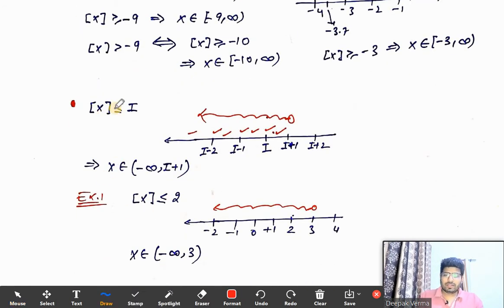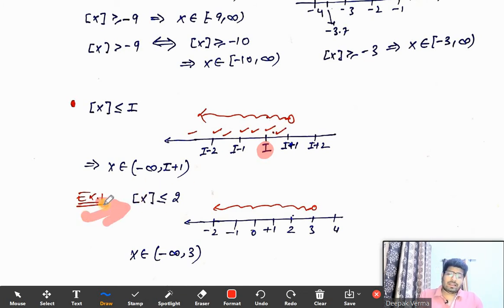Now we have box x less than or equal to I, where I is an integer, then x belongs to, so the integer less than or equal to I. Let's say this is integer I. Then when we get the value I, x will be between I and I plus 1. If x is between I and I plus 1, we will get I. Got it? Okay.